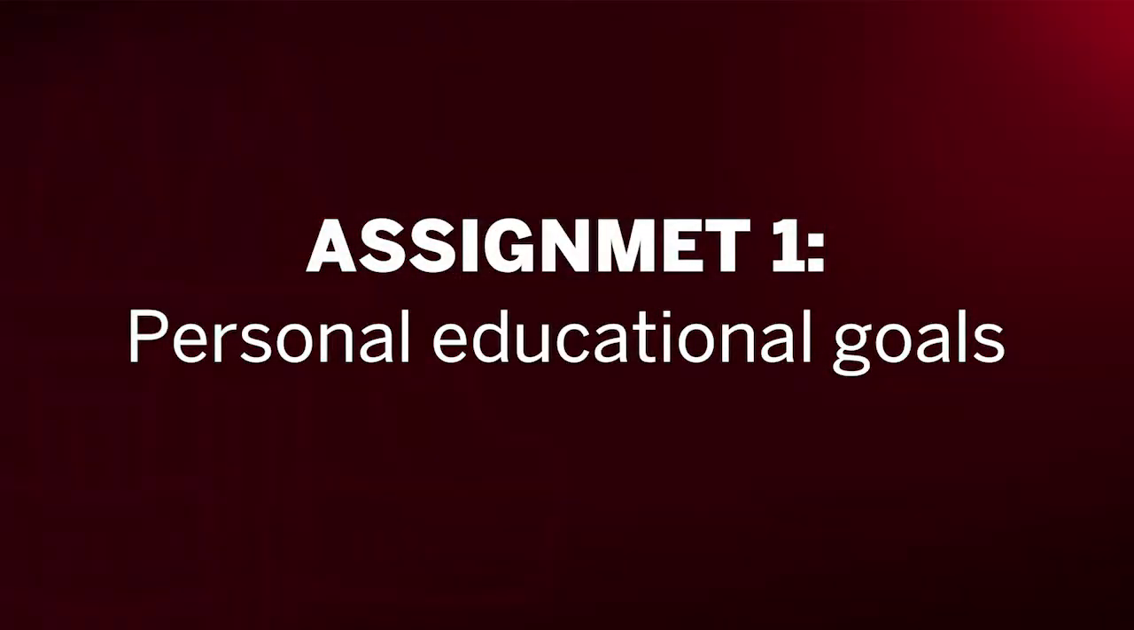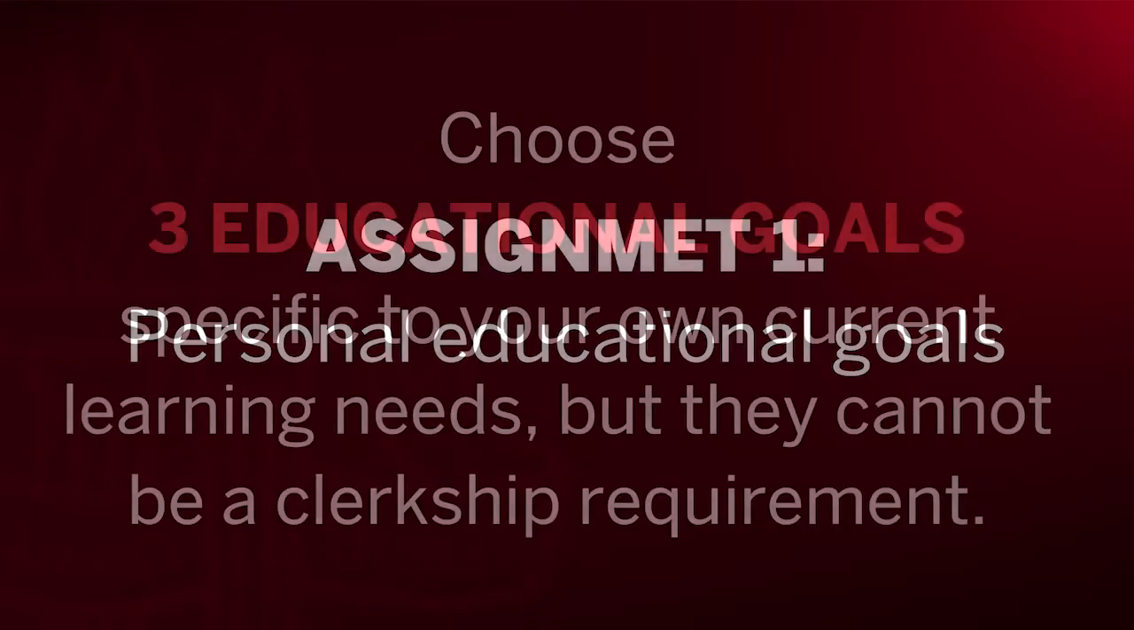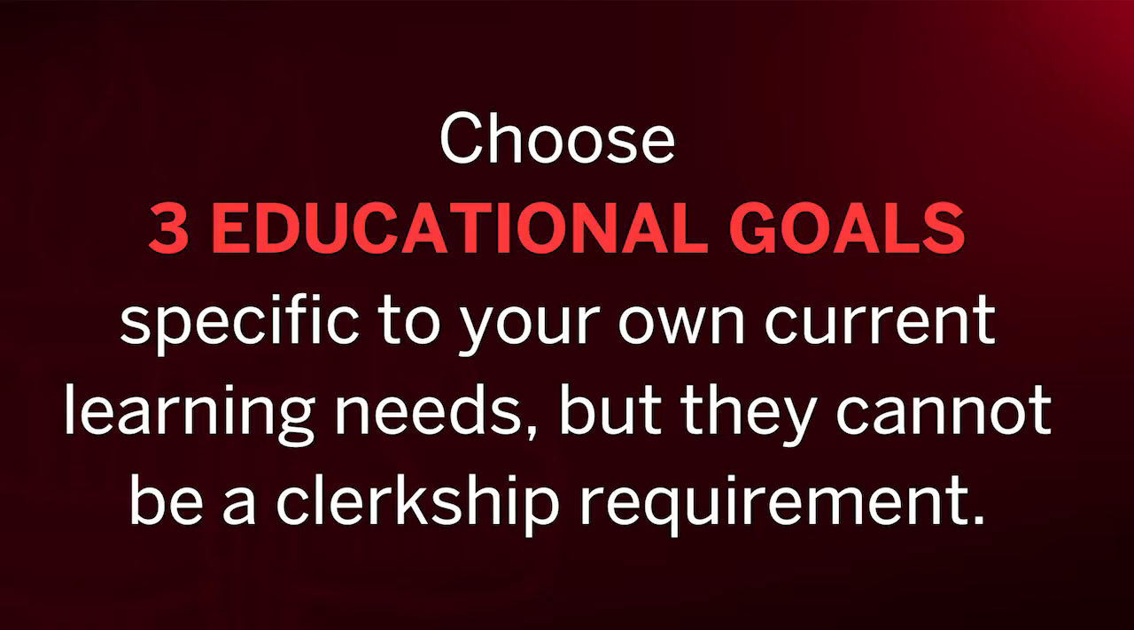There are 2 assignments in the Family Medicine Clerkship that must be completed prior to the end of the clerkship. The first assignment is your personal educational goals, and the purpose is to encourage self-directed learning. You will choose 3 educational goals specific to your own current learning needs, but they cannot be a clerkship requirement. They can be a specific skill, knowledge in a particular content area, or a behavior you wish to modify.